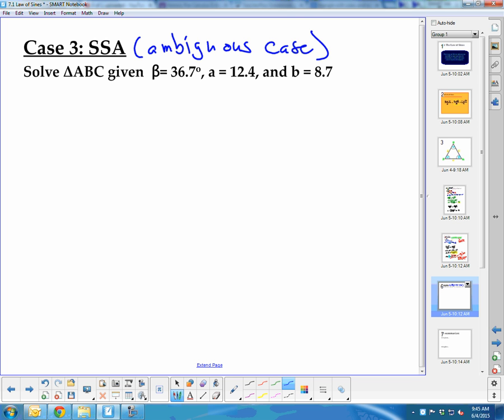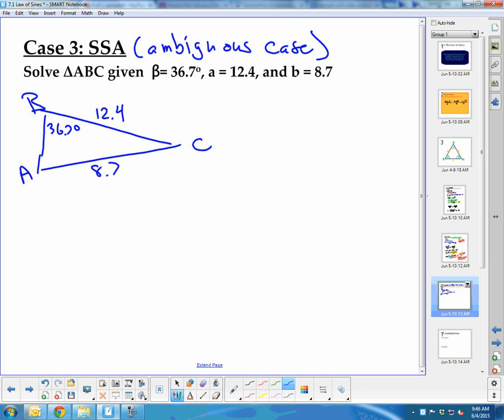So let me draw something here. How about something like that. Angle beta is 36.7 degrees. So that makes that B. Maybe I'll put an A there and a C there. That means side A would be 12.4 and side B is 8.7.